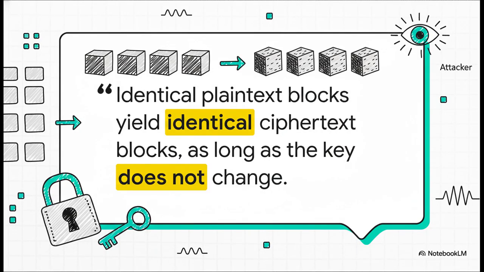And this right here is the heart of the issue. The source material says it perfectly. Identical inputs lead to identical outputs. If you have data that repeats, like a patch of solid color in an image or a common phrase in a document, that repetition is going to show up plain as day in your ciphertext. An attacker can spot that kind of pattern from a mile away.